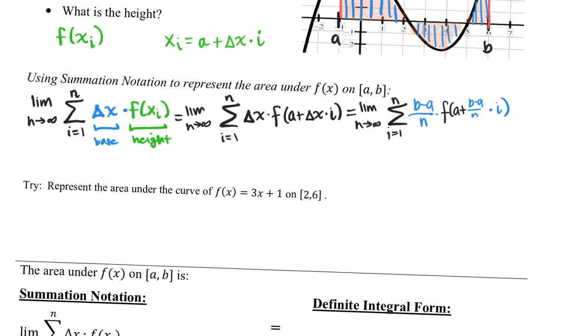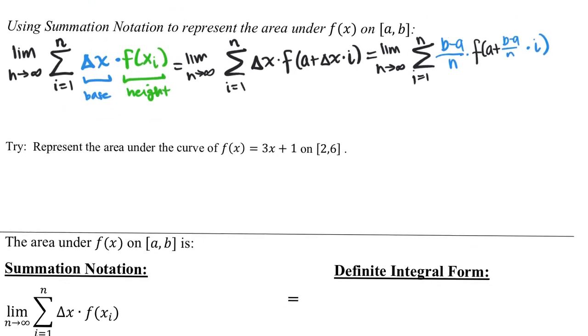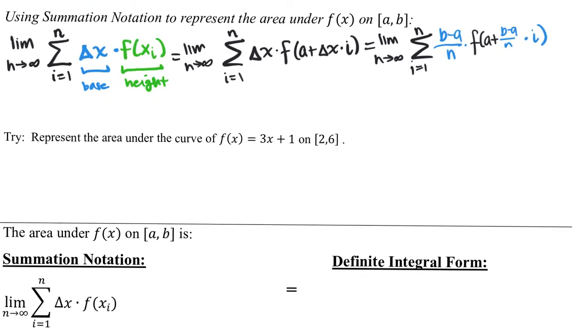Now I know that looks like a mess, but I'm going to show you with numbers what that would look like so it can make a little more sense. These three expressions are all the same. I'm going to represent the area under the curve of f of x equals 3x plus 1 on 2 to 6. The reason I find this format useful is that's normally the information given. Since it's going from 2 to 6, my a is 2 and my b is 6, which is in this formula, so I have that information already.